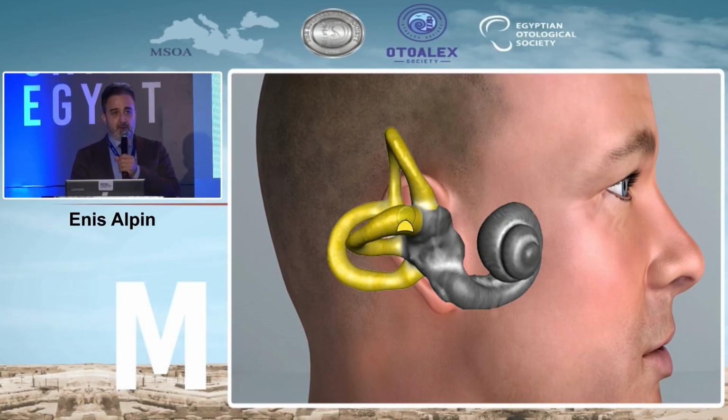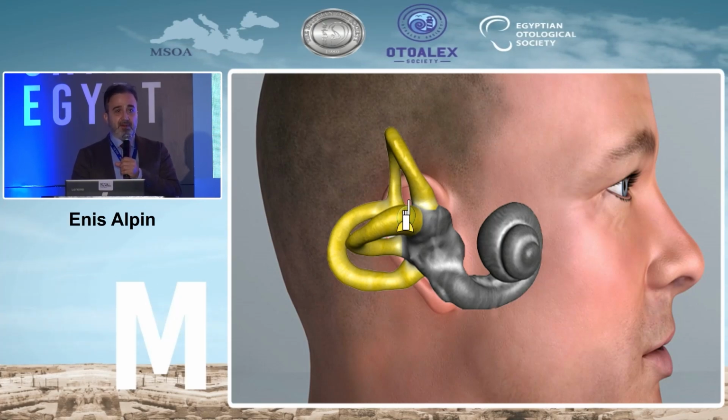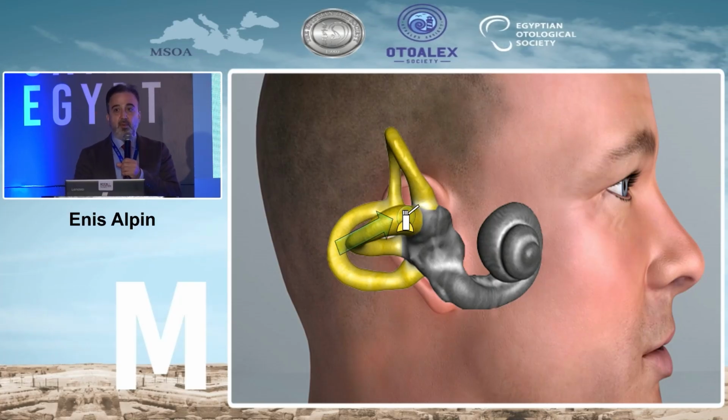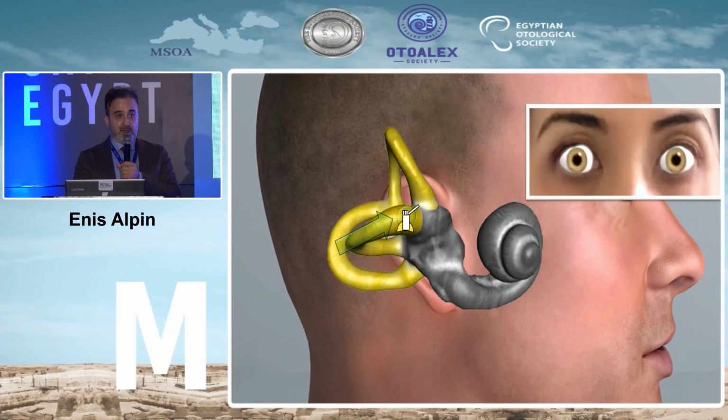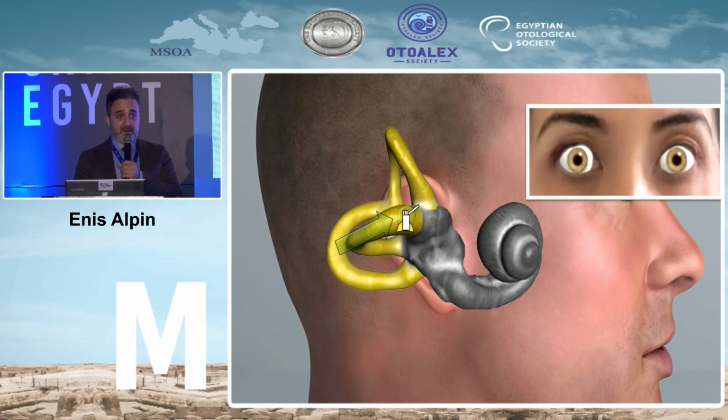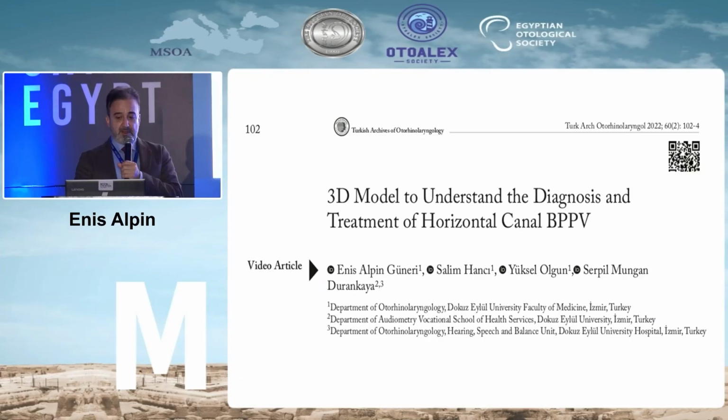And according to Ewald's law, the kinocilium is oriented towards the ampulla. So the flow of endolymph towards the ampulla, let's say ampullopetal, causes an excitation in the firing rate, in the basal firing rate. So this is an excitatory flow, and the resulting fast phase is towards the stimulated ear.